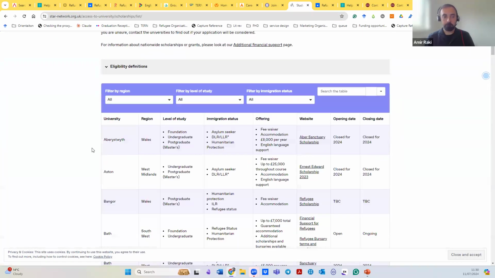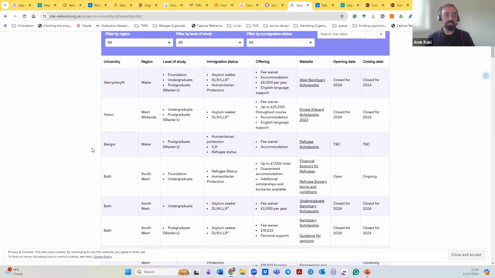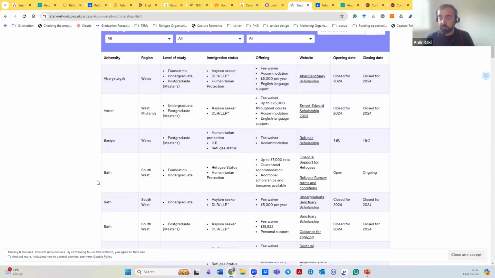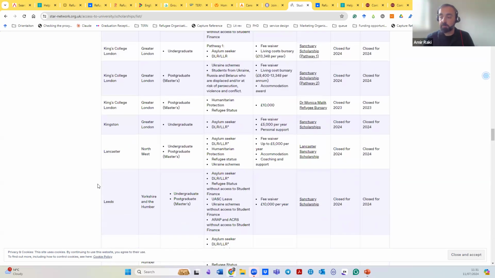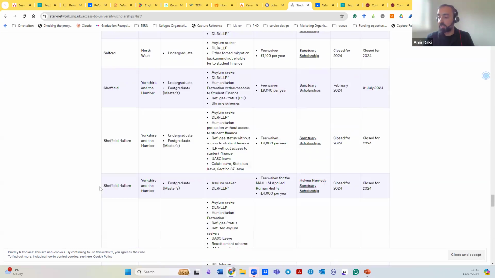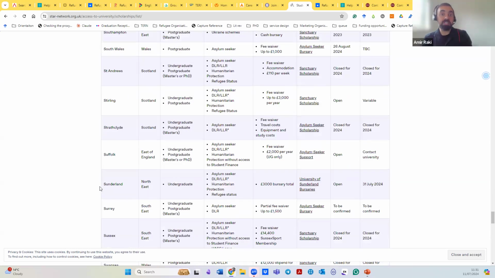Here. Okay, so you can go through the list. There are some points that you need to have in mind. Not every university gives a scholarship. I'm not sure how many hundreds of universities we have here in the UK, but only these universities, less than probably 50 or 60, give a scholarship. So if you need a scholarship, only apply to universities from this list. Don't think that every university gives a scholarship to people with an asylum-seeking or refugee background.